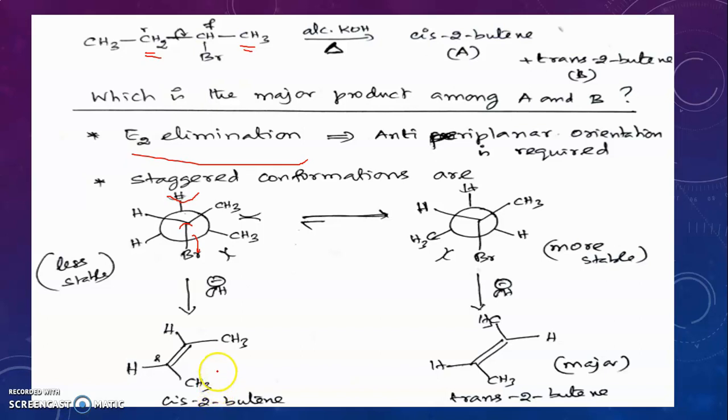Are you clear? Then, there is another possible staggered conformation for this compound. Listen, now bring this hydrogen here. If you bring this hydrogen here, what will happen? You have to rotate the rear carbon 120 degrees clockwise. Therefore, this hydrogen will come over to this place and this methyl will go here. Are you clear? So, you will get this conformation.